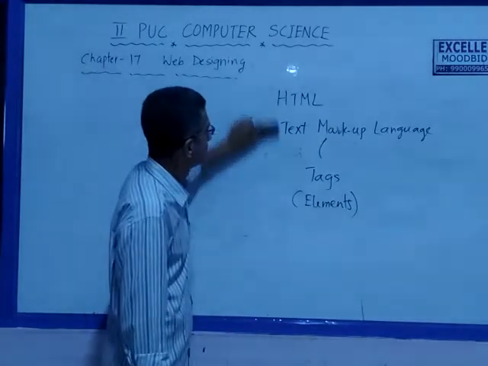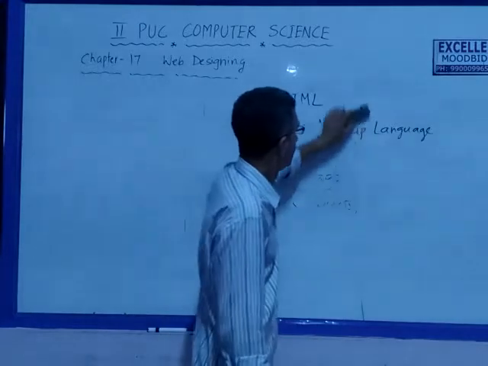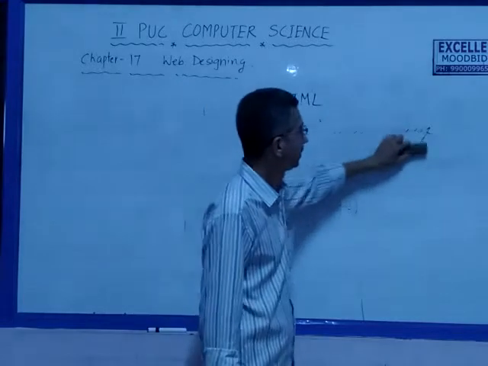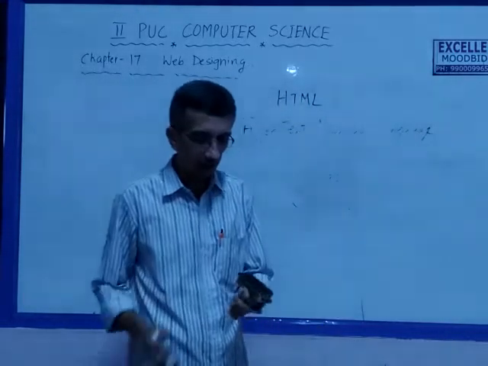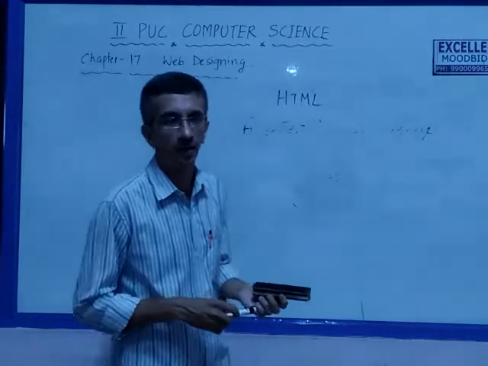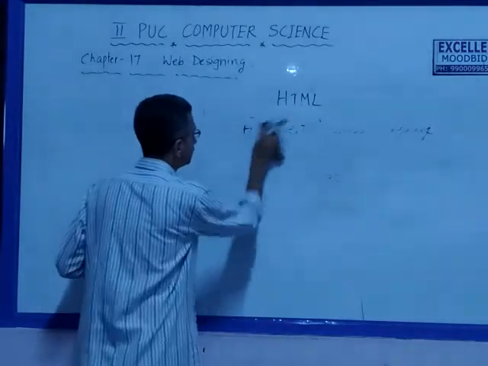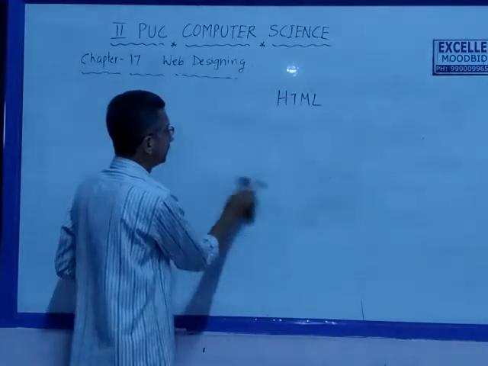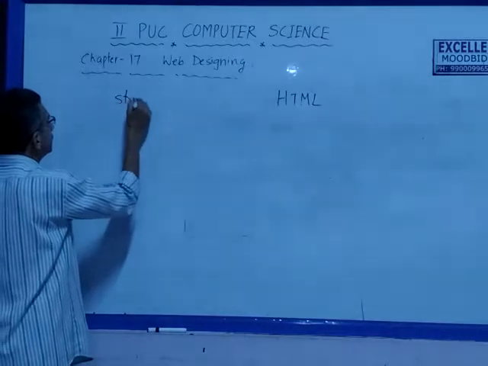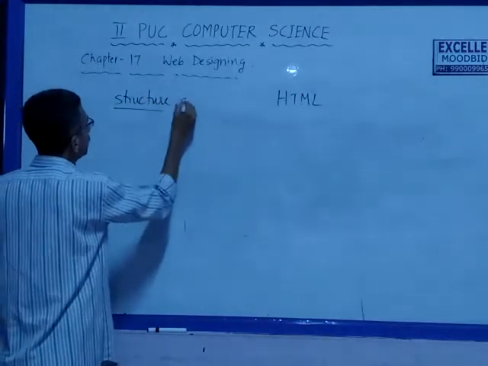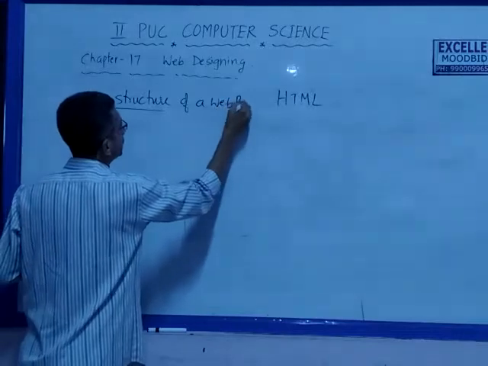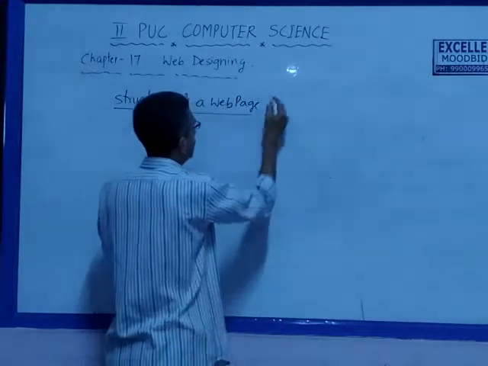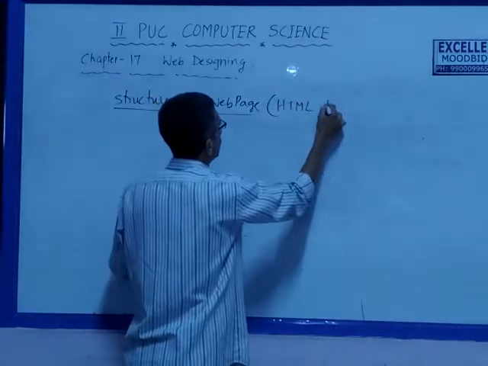Now let us see what the structure of an HTML document is. As I told, HTML contains basically tags. These are nothing but the keywords in HTML which have a specific meaning to the HTML interpreter. The structure of HTML is as follows. To design any web page, we must follow the same structure, the structure of a web page or of an HTML document. What is a web page? It is an HTML document.